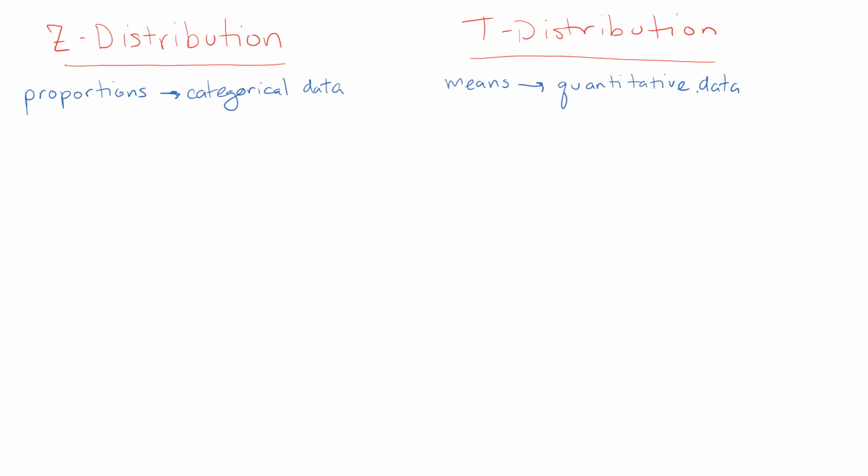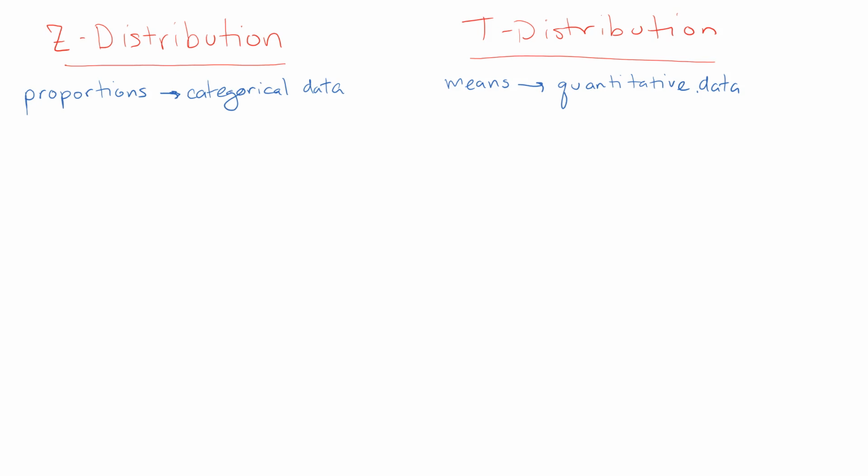So let's explore the two distributions that we've been talking about so far. We have the z, or normal distribution, and we have the t distribution. And you're probably still wondering, well, which one do I use? Well, the short answer to this that's going to help you out in this class is if we're working with proportions, we're going to be using the z. If we're working with means, we're going to be using the t.